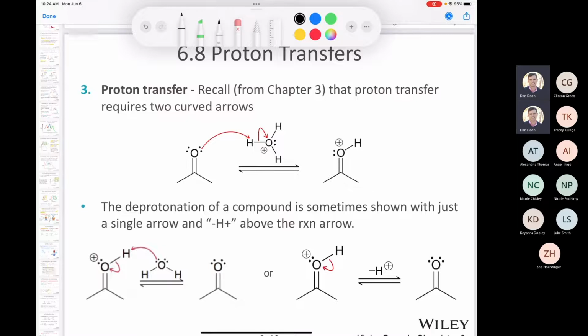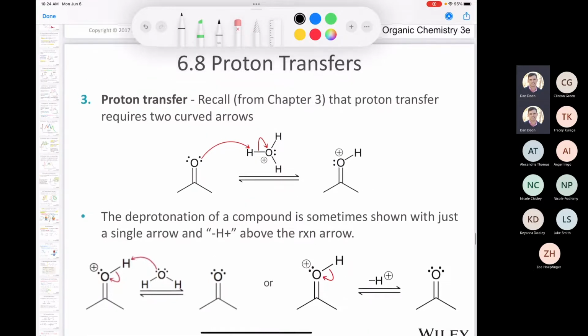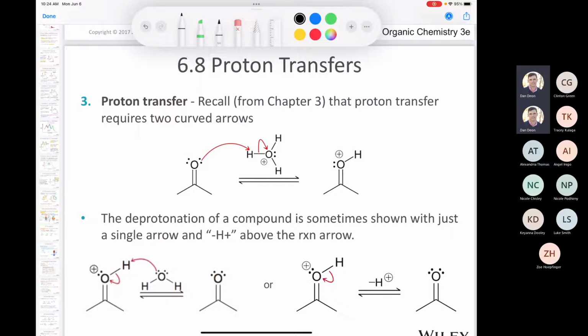The next one is a proton transfer. A proton transfer requires 2 curved arrows. Sometimes you'll see chemists draw it like this as 1 curved arrow. I'm just going to ask you, do not do this. Do not draw this. You'll see chemists who know what they're doing, who are seasoned veterans of curved arrow drawing. They will do that, but don't do that in Chemistry 3101. We're trying to learn the subject, so let's do it the proper way.